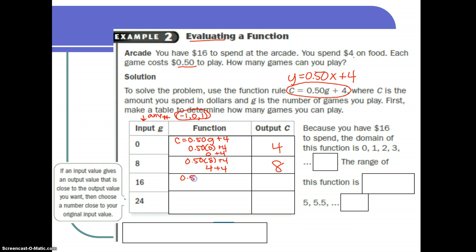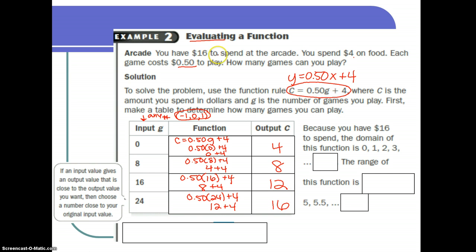And we keep going down. Instead of the g, which is usually the x, we're going to put in our input. This is 8 plus 4. And last, 24, which is 12 plus 4, which is 16.